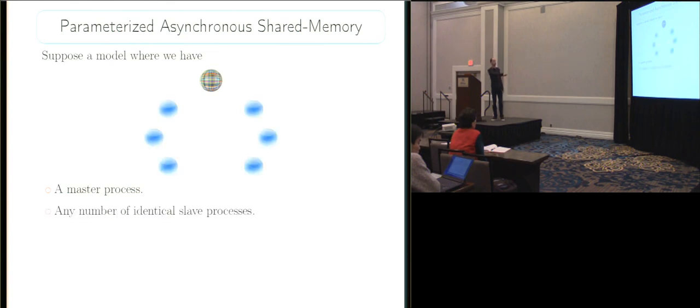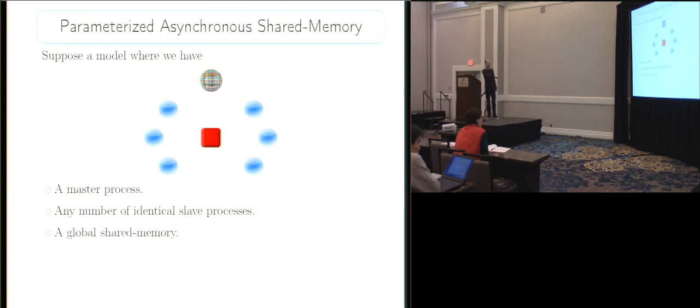A more concrete idea: there's a result that was in CONCUR last year. It's about something called parameterized asynchronous shared memory systems. This is a model where we have some kind of master process implemented in some way. We have an arbitrary number of slave processes. So all of these guys are identical. It's the same bit of code. And we don't know how many of them are going to be around. It could be an arbitrary number.